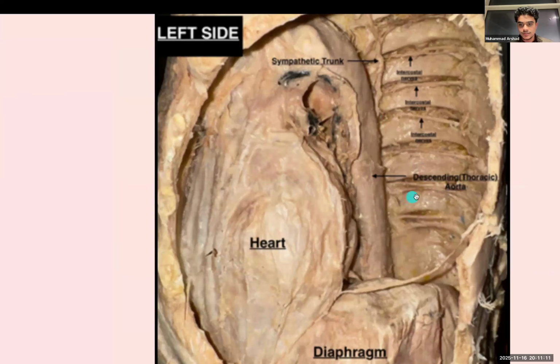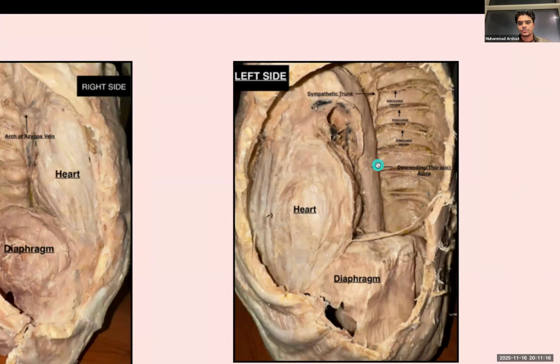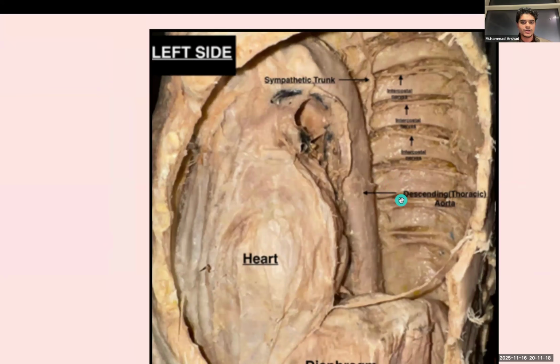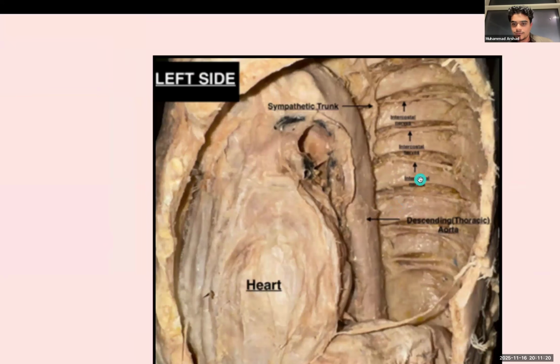Then on the left side, you can clearly see the descending thoracic aorta. This is where you're going to be getting the posterior intercostal arteries, I believe. Don't quote me on that, but I believe that's where you're getting them from. And you have the intercostal nerves, which again are just going to be communicating with the sympathetic trunk here.